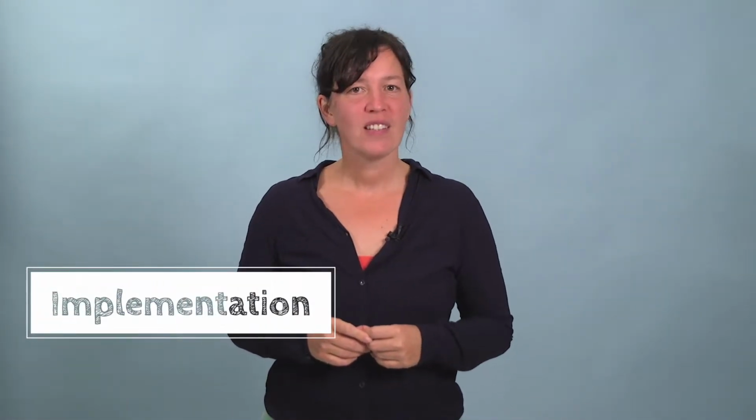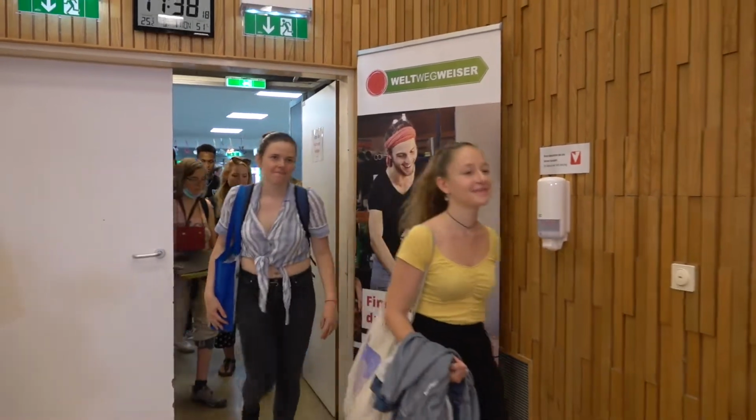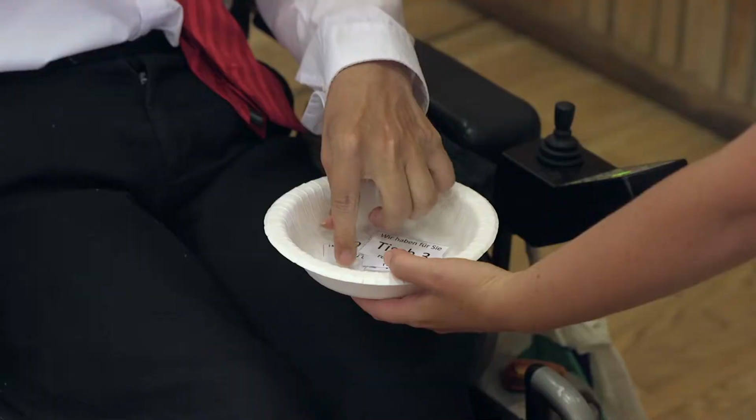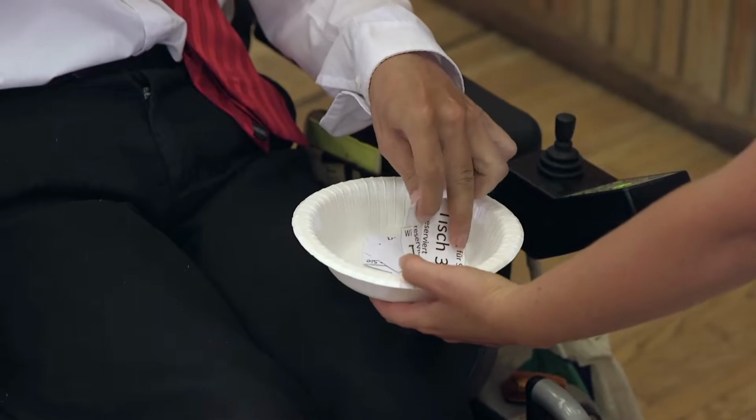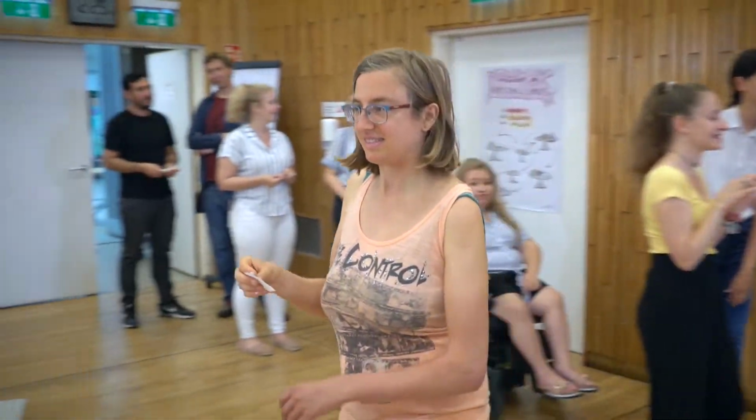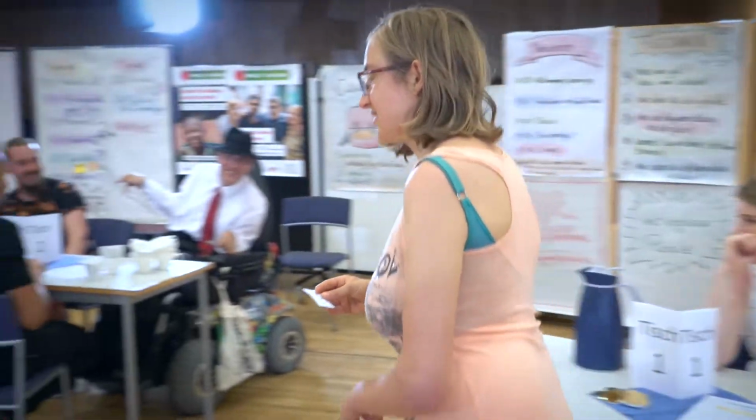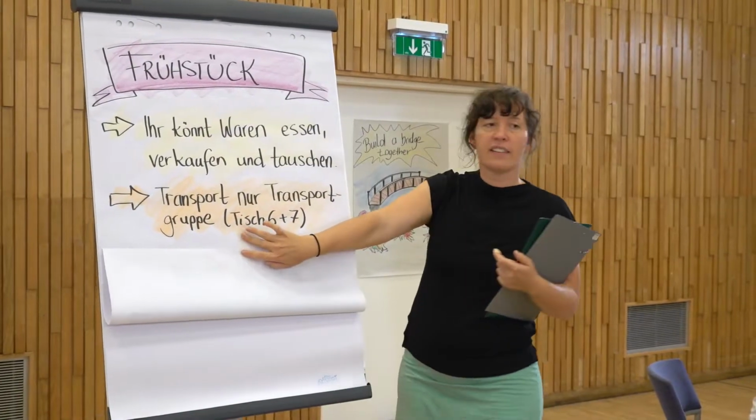Implementation. Once everything is prepared, the participants enter the room. They get a ticket with the number of their table. When all participants found their table, welcome everyone to the special breakfast. Now you explain the rules of the game.